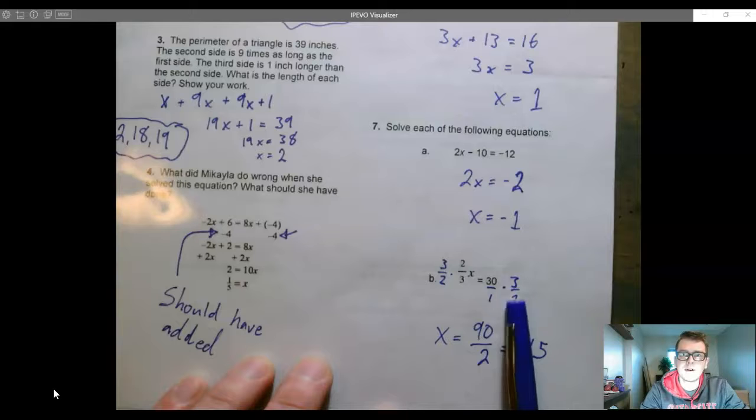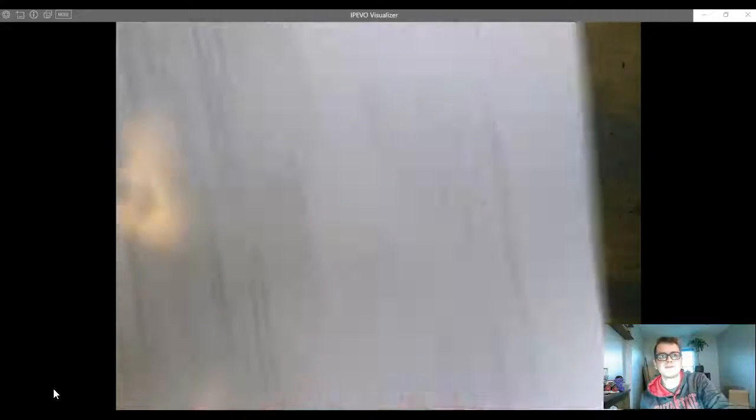30 times 3 going across the numerator gives me 90. 1 times 2 gives me 2. So that reduces out to 45.